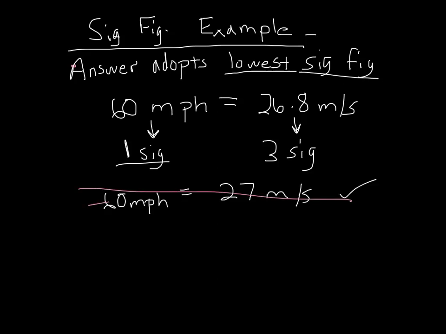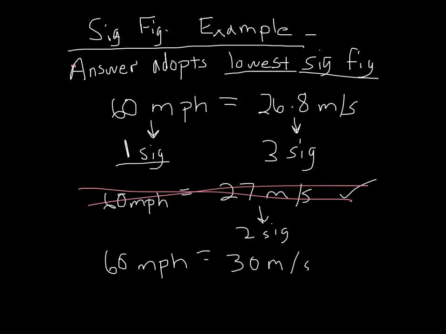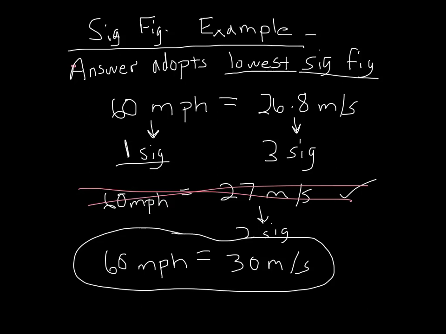Again, nope, big fat wrong answer. Why? Because this has 2 sig figs. I need to have just one significant figure. So I round it again. 60 miles per hour is going to be equal to 30 meters per second. If I'm being strict with my sig figs, then this is going to be my final answer, because I need to keep the same number of sig figs: 1 sig fig here is 1 sig fig here. And that is the end of chapter 1.